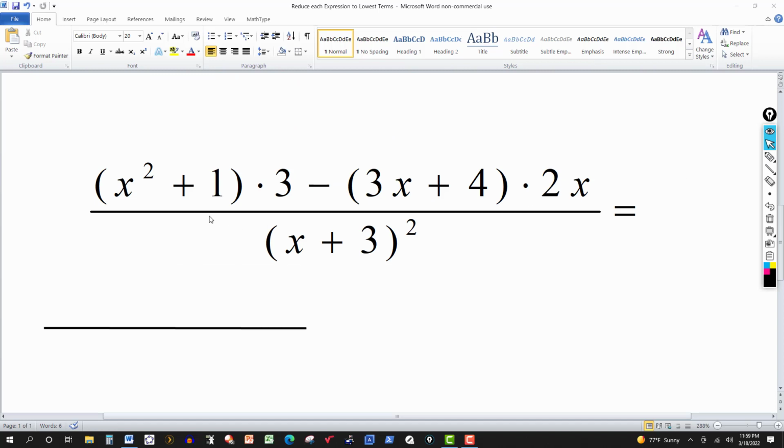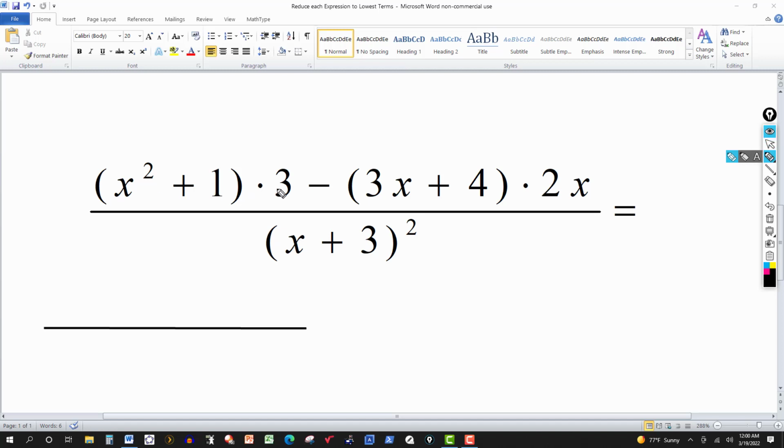Look at the next one. We've got x squared plus 1 multiplied by 3 minus, and then 3x plus 4 in parentheses multiplied by 2x. The denominator again is factored out, x plus 3 squared, so that makes it easy. Don't have to do any work there.